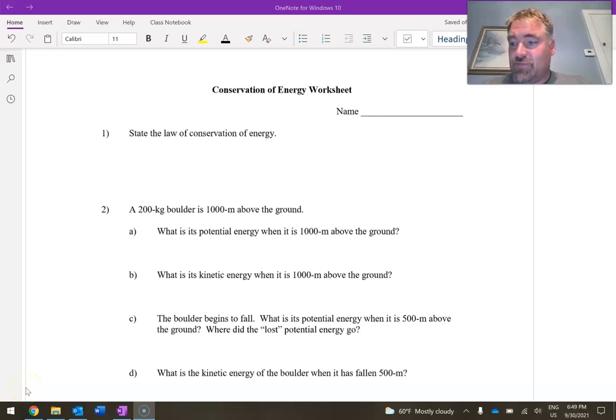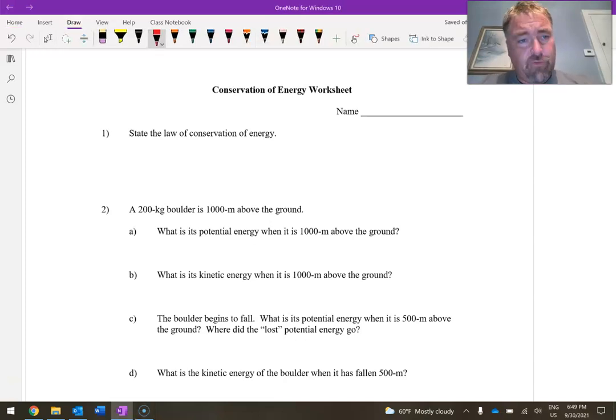Okay, in this video, we're going to be looking at the conservation of energy worksheet. And we're going to start off right away with the law of conservation of energy. So remember, I will call this LOCE. And what the law of conservation of energy states is that the total amount of energy in any process must remain constant.